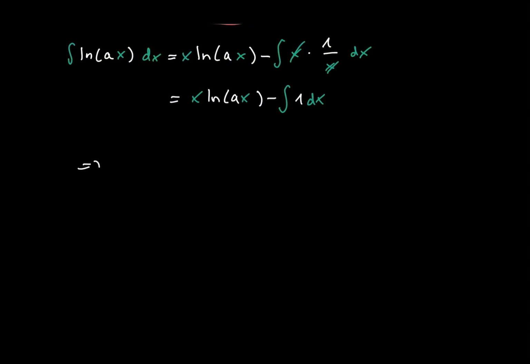The integral of 1 is x. So the final answer is x natural log of ax minus x plus c. Quick takeaway. For natural log of ax, the constant a cancels when differentiating. So the answer is very similar to the integral of natural log x.